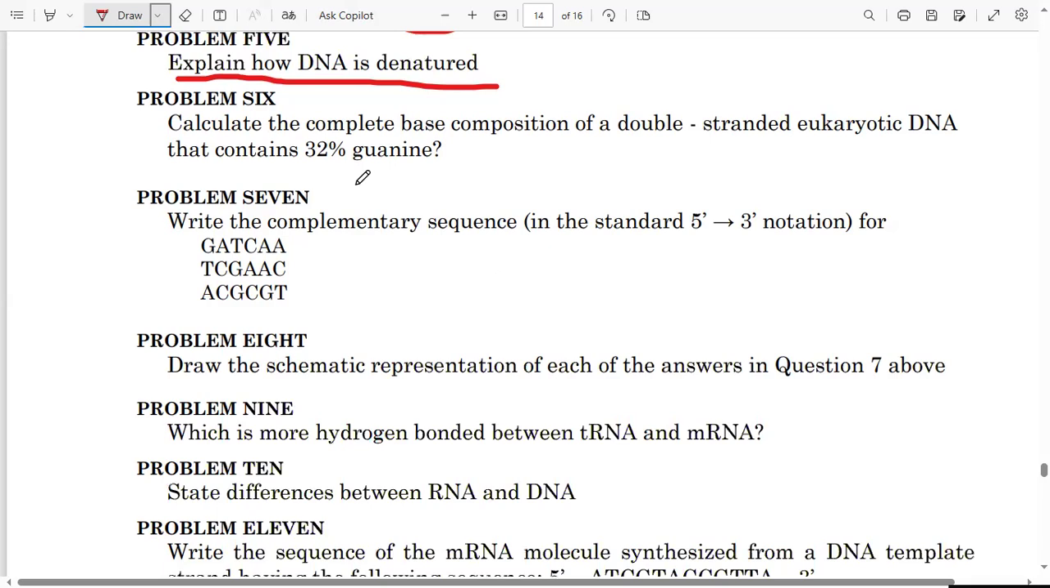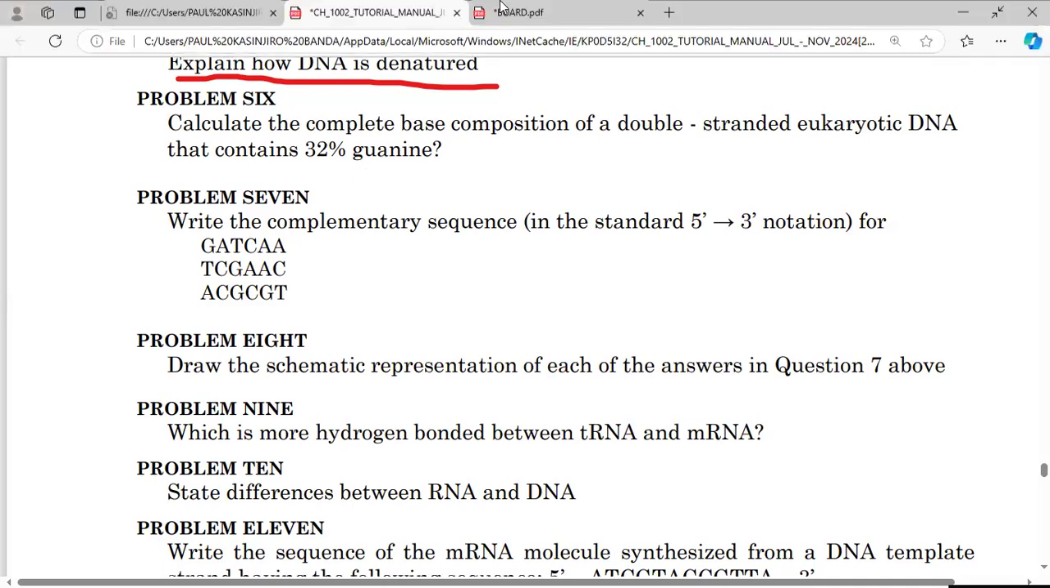And then number 6, we can talk about Chargaff's laws. I can see a question on Chargaff's laws here. They're saying calculate the complete base composition of a double-stranded DNA strand that contains 32% what? Guanine. So according to Chargaff's laws, let me write here.